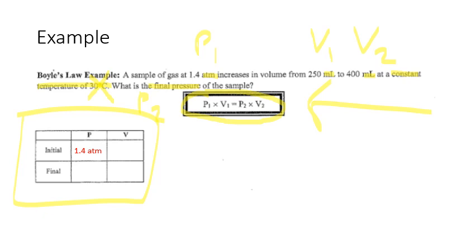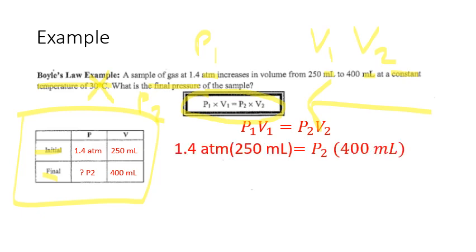I already know my P1, my initial, is 1.4. My volume in the first situation, the initial situation, before something happens, is 250. The final pressure I don't know, so I put a question mark right there. And then on my V2, I'm going to put 400. Now, this just becomes an algebra problem. I rewrite this just because I'm thinking about which formula I'm using.